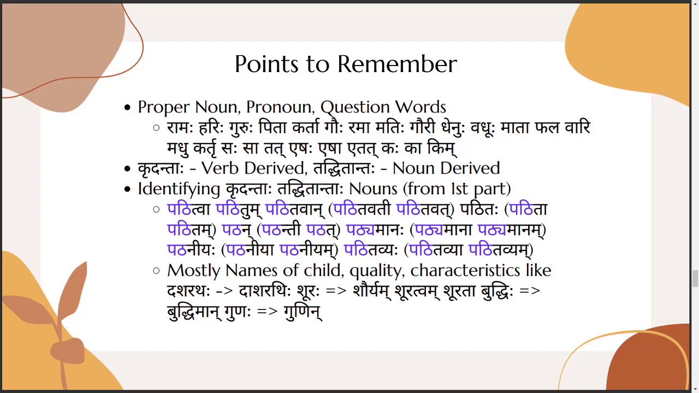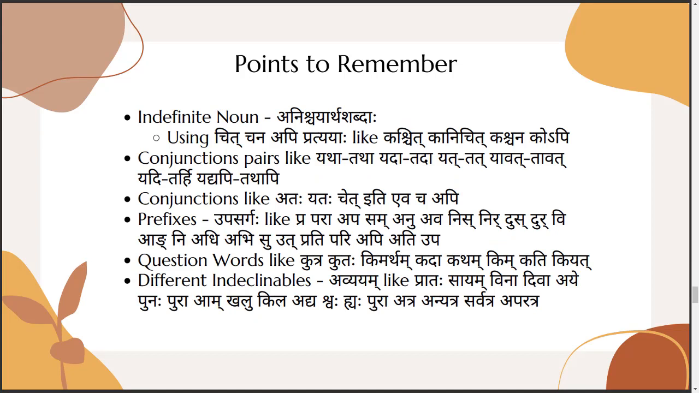And Taddidanta Shabdaha, they are derived from noun. So if you look at the words Dasharataha, Dasharatihi, Shuraha, Shauryam, Shuratvam, Shurata, Buddhihi, Buddhiman, Gunaha, Gunin. From the word, if you look at the first part, Shaurya, Shura, Buddhi, Guna, Dasha. Like that, if you look at the first part of the word, we know it is not looking like a verb root. So when it is not verb root, it is Taddidanta Shabda. Roughly, in a crude style, we can understand this.